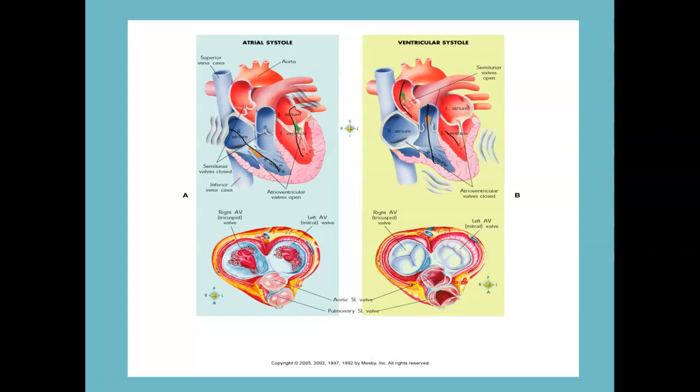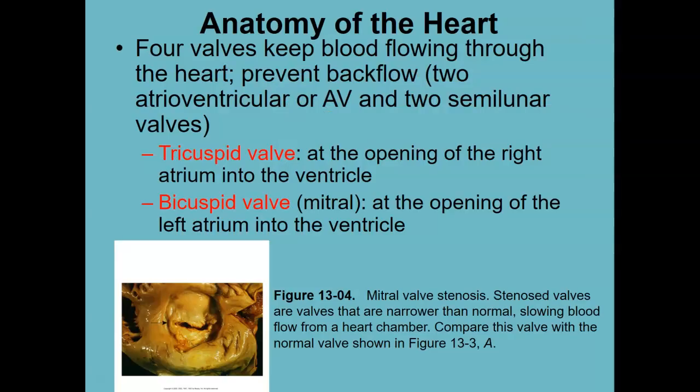Atrioventricular valves define exactly where the blood's flowing, from the atrium to the ventricle, right and left. I usually don't call them tricuspid and mitral. I just stick to atrioventricular, but you should know tricuspid and mitral because that might show up on a quiz someday. So the tricuspid valve, like I mentioned, is the opening of the right atrium out to the ventricle. The bicuspid valve, the mitral valve, is the opening from the left atrium to the ventricle.